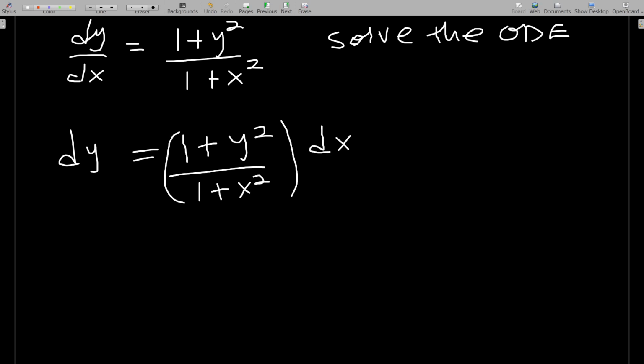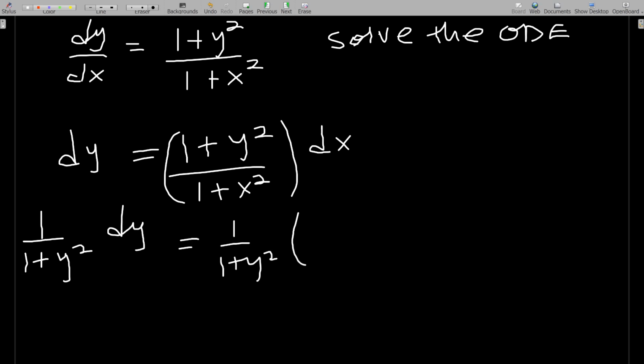Okay, now if I divide through by 1 plus y squared, or if I multiply through by 1 over 1 plus y squared, then dy should be equal to 1 over 1 plus y squared, multiplying that, and you realize that it will cancel this one. Okay, let me write it. You realize that this will take this away. So in effect you get 1 over 1 plus x squared here at the right side, then the dx.